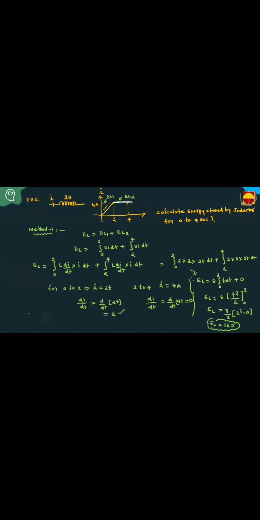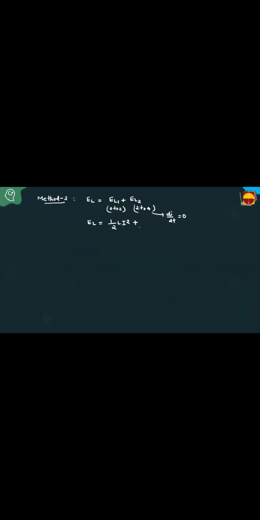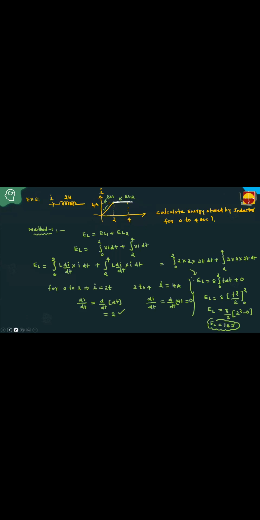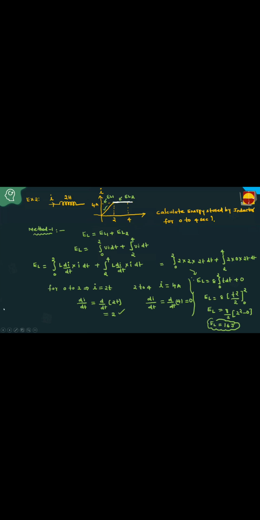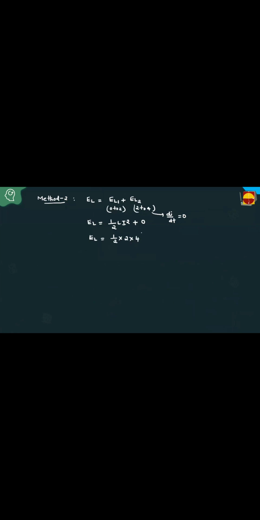If the current is constant, the energy stored by the inductor equals 0. Then E_L equals half L i squared. How much inductance? 2 Henry. What is the current? Substitute the current: half L, with L equal to 2 Henry, then half L i squared. The current is 4, so 4 squared. Then how many joules do you get? 16 joules. That is the answer.